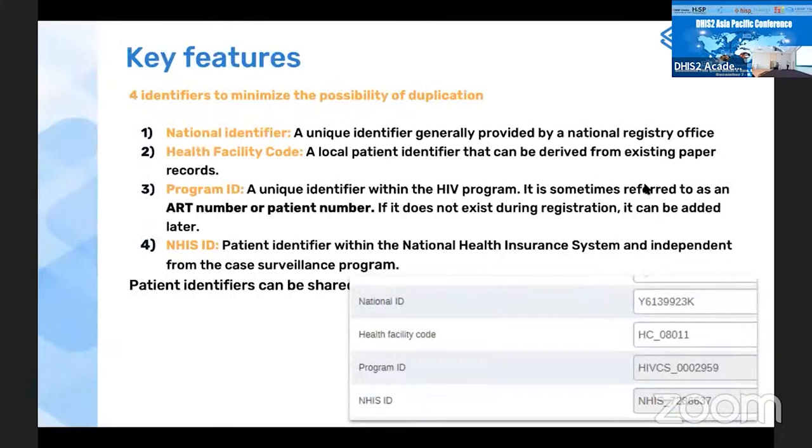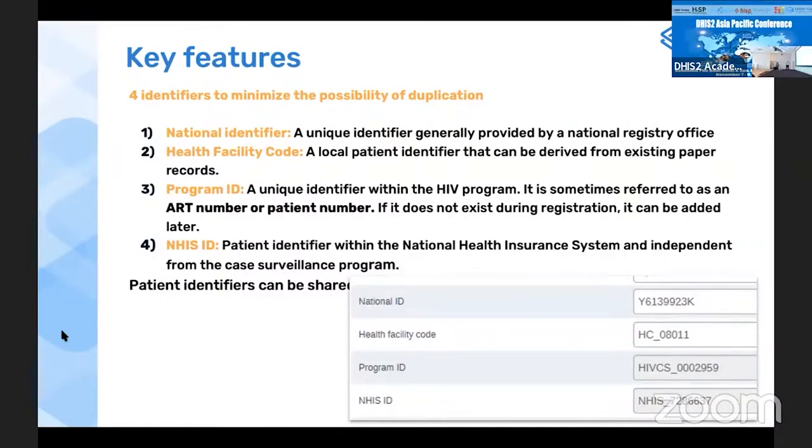So we'll go through some key features of the package. So of course, since we're tracking individuals, it's very important that we maintain the uniqueness of the data. So therefore, the package comes pre-configured with four kinds of identifiers, and the country can choose which of the identifiers to use, and they can even add their own identifier if there is a separate identifier available, which helps them basically to identify unique cases.